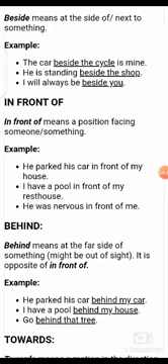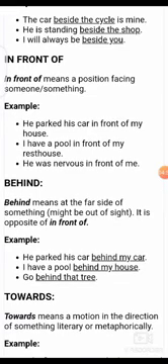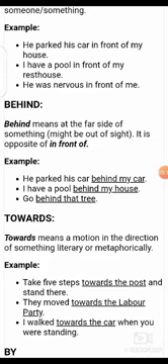The car beside the cycle is mine. He is standing beside the shop means next to the shop, very close to the shop. I will always be beside you means I shall always be next to you, or I shall always be very close to you. In front of means the position facing someone or something. Example, he parked his car in front of my house means exactly opposite my house.